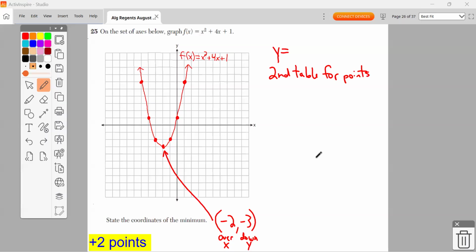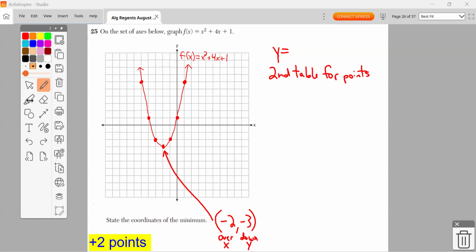This is the video for the August 2024 Algebra Regents exam short response questions. In question number 25, this is a 2-credit question. On the set of axes below, graph the following equation: x squared plus 4x plus 1.